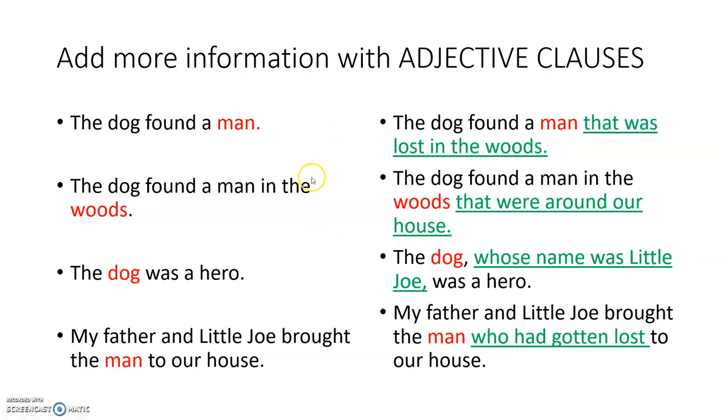So here we can start adding information with adjective clauses. On the left, I have some of those simple sentences, and I have some nouns marked in red. On the right, I have the same sentence and the nouns marked in red, but I've added an adjective clause. So, the dog found a man that was lost in the woods. This adjective clause describes what man are we talking about? That were around our house. That's an adjective clause describing the woods.